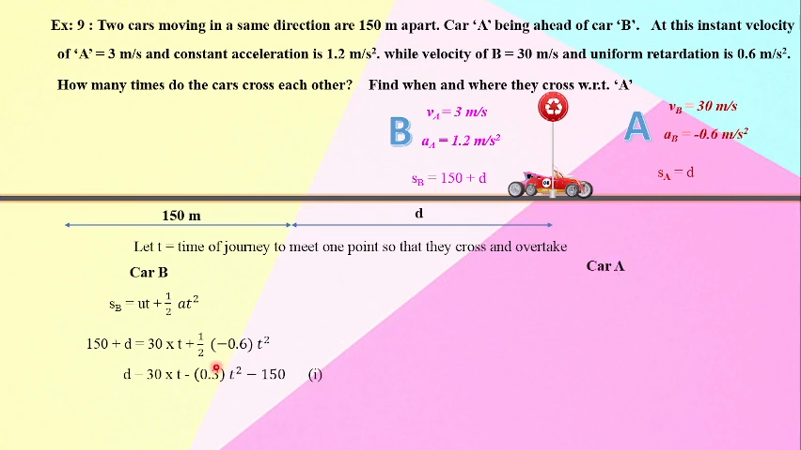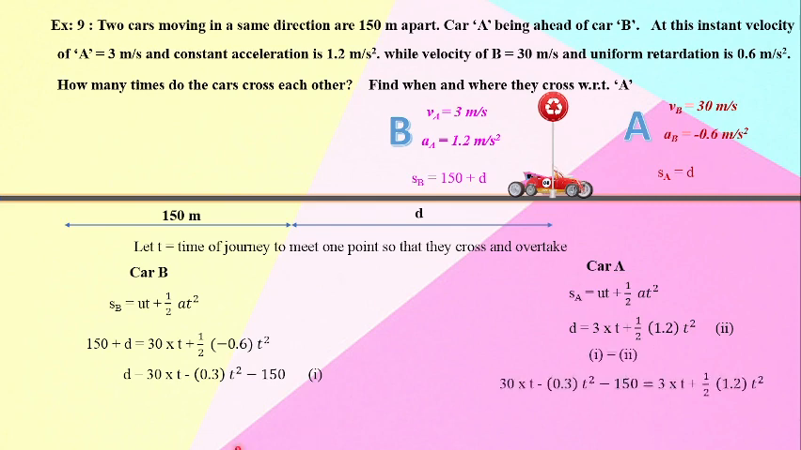Now for car A, how much is the displacement? SA is equal to D. So SA is equal to UT plus half AT square. Substitute the appropriate values. So you got equation number 2. Now both these equations have certain unknowns, that is D and T. So by solving these two equations, you will be able to find out the value of displacement D, where both cars will be meeting, and the time when they shall be meeting each other.